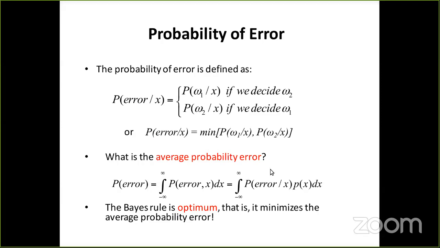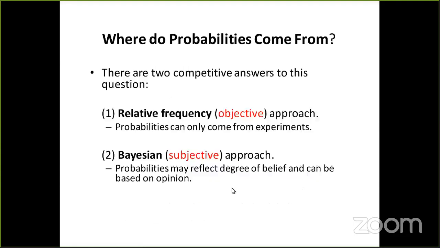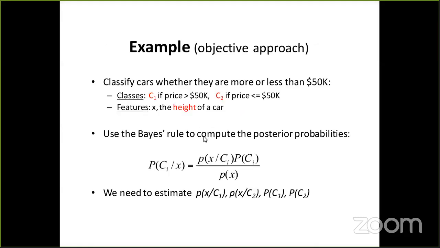So in this sense, Bayes rule is optimum because it minimizes the average probability of error. Now, we were talking about so many probabilities, but where do we get these probabilities in a real world setting? There are two approaches. One is called the relative frequency, which says that probabilities can only come from experiments. We can also think of it in the Bayesian approach, which is that probabilities can reflect some kind of belief, which need not always come from data. We'll first look at the first approach, with an example.